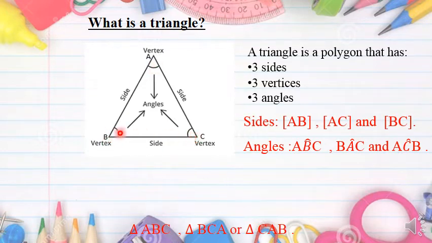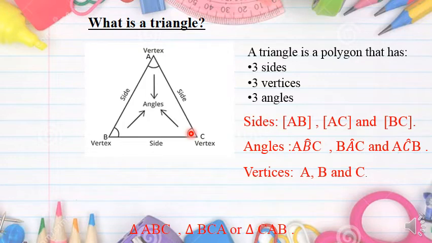How do we name angle B? It's ABC. We put B in the middle and put a cap. Let's name this angle. It's BAC. We put A in the middle and we put a cap. This angle is ACB or BCA. We put C in the middle and we put a cap.